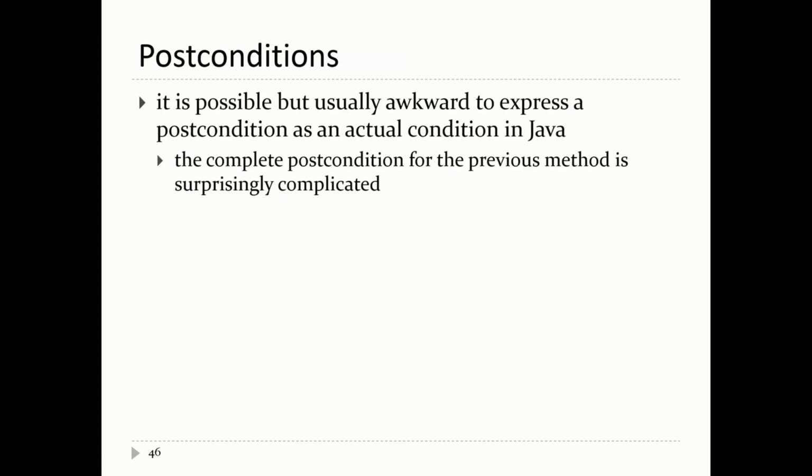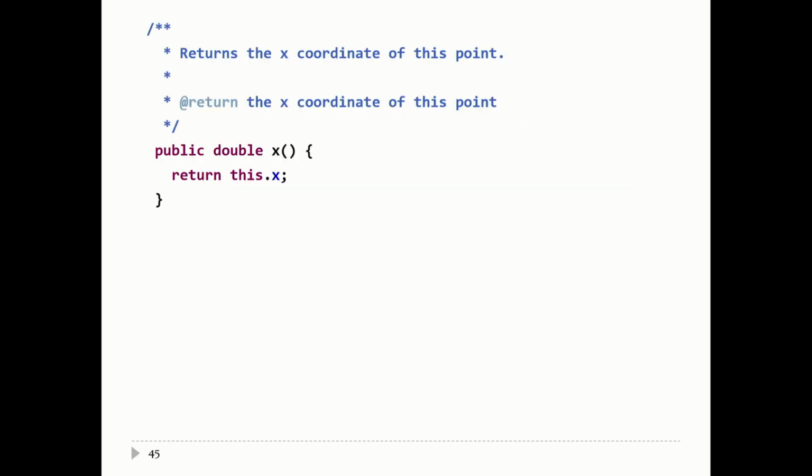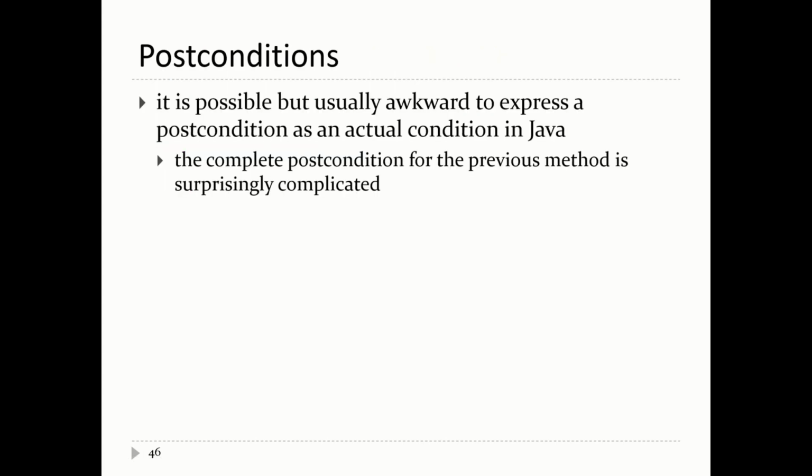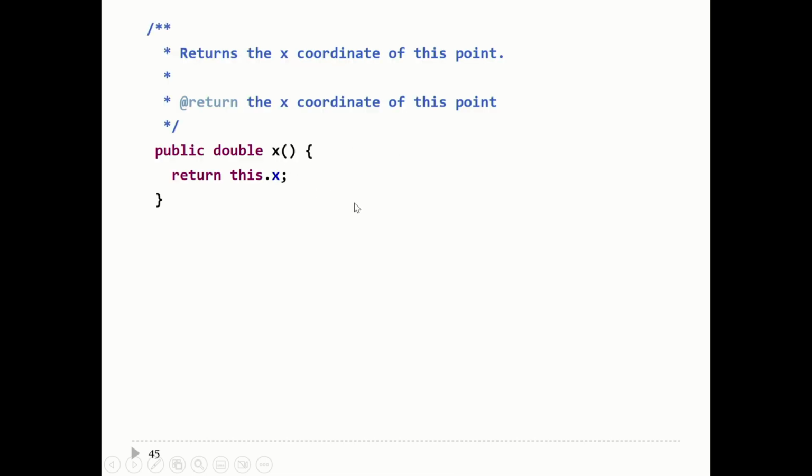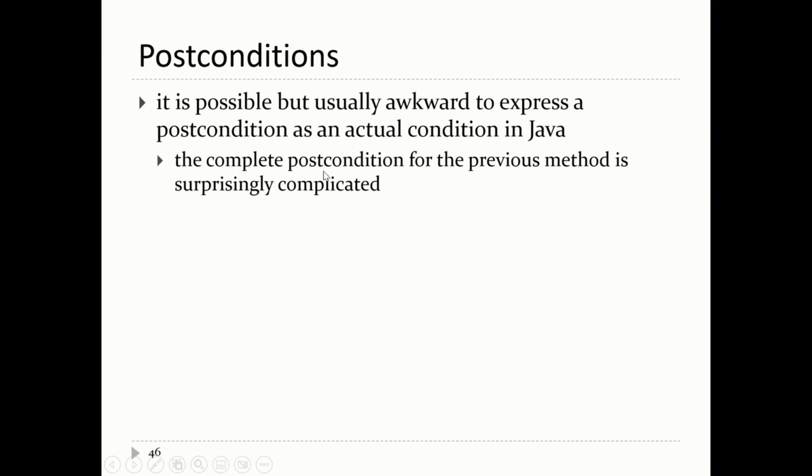Okay, so what happens if we try to actually write it out mathematically? What is the postcondition for that method right there? I want to write some Boolean expression that describes what this method does. It's possible to do, but it's extremely awkward. This method does almost nothing. I think everybody agrees this is probably the simplest method that you can implement. To write the postcondition for this method is surprisingly complicated. So here we go.